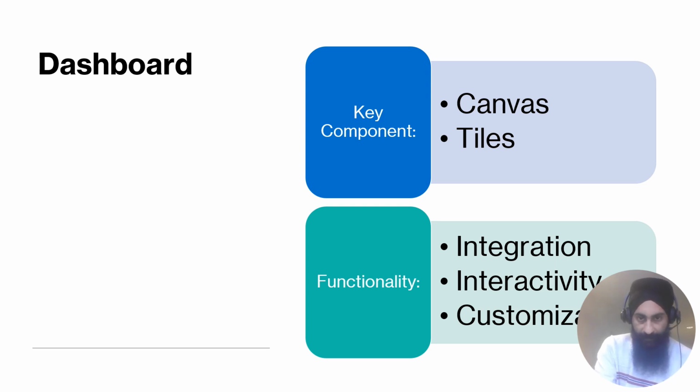Now I am elaborating the dashboard. There are two main dashboard aspects: their key components and functionality. Key components are canvas and tiles. Canvas is the single page layout where visual elements are arranged, whereas tiles are individual visual elements, such as a chart, graph, or map, displayed on the canvas. Functionality: Integration combines various visual elements to present complex data. Interactivity: users can interact with visual elements in real time. Customization: dashboards can be tailored to meet specific users' needs.